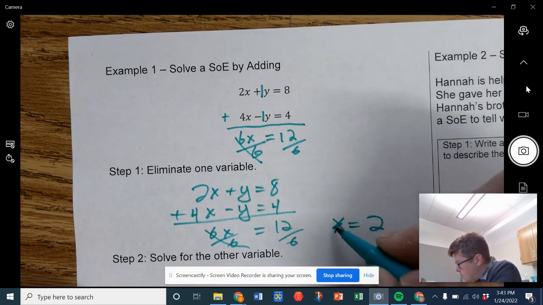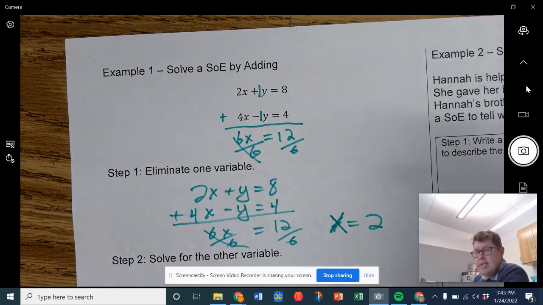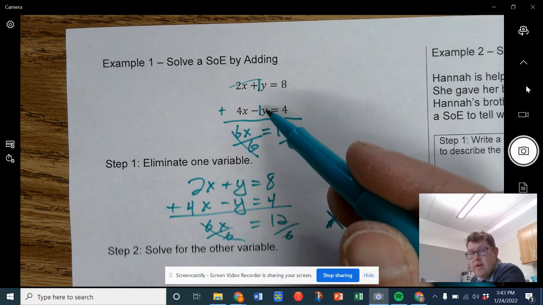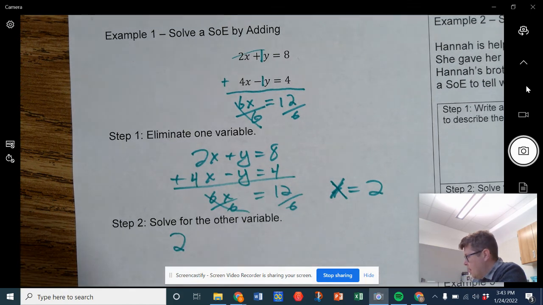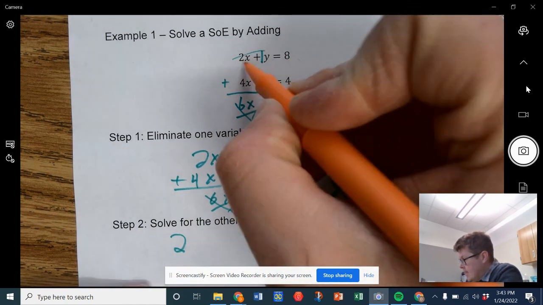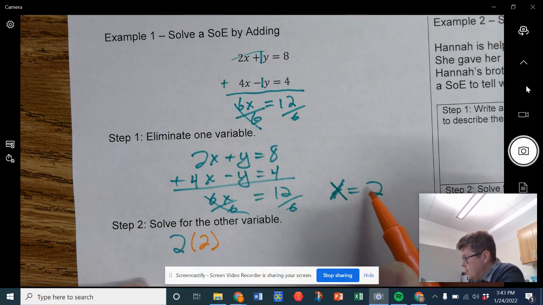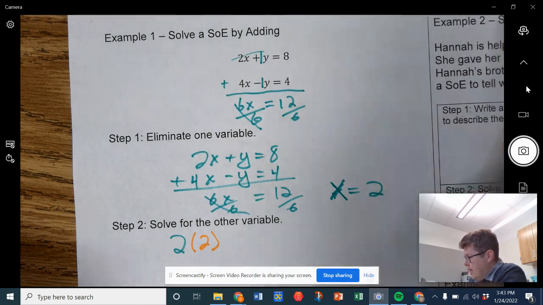All right, so now we're halfway done. We're going to take this 2 and plug it in for the x. I'm going to do it in this first one because we don't have to deal with that negative, okay? So it becomes 2, right? This 2 is that 2 right there. And then that x is going to become this 2 because x equals 2, right? And then we add y equals 8.